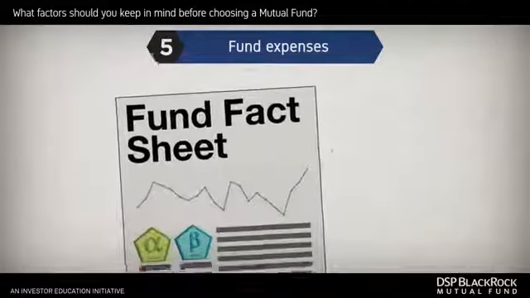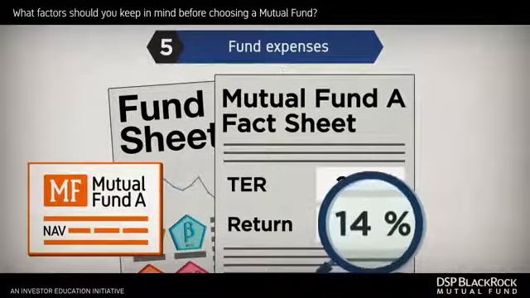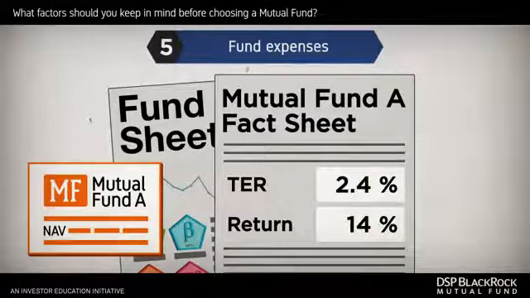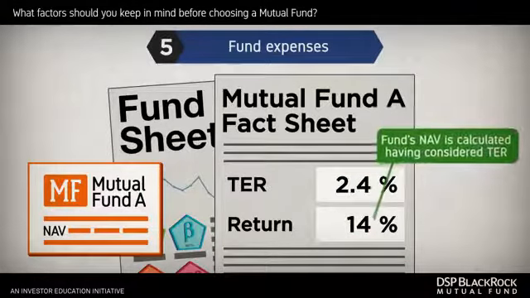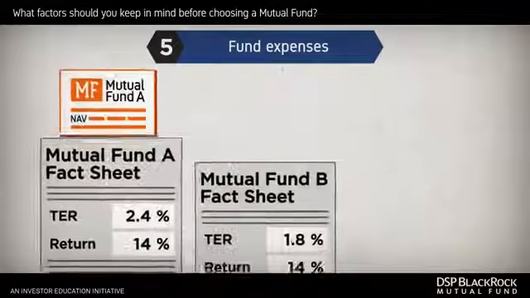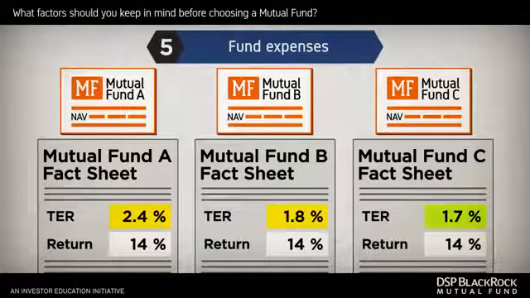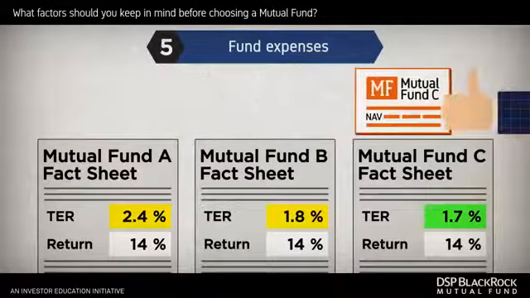Generally, when you come across a mutual fund's returns in a fund fact sheet or brochures, the figure mentioned there will have already taken TER into account, as the fund's NAV is calculated having considered the TER. The thing to keep in mind is that when you are comparing two funds with similar returns, look out for their expense ratios and ideally consider the one with the lower TER.